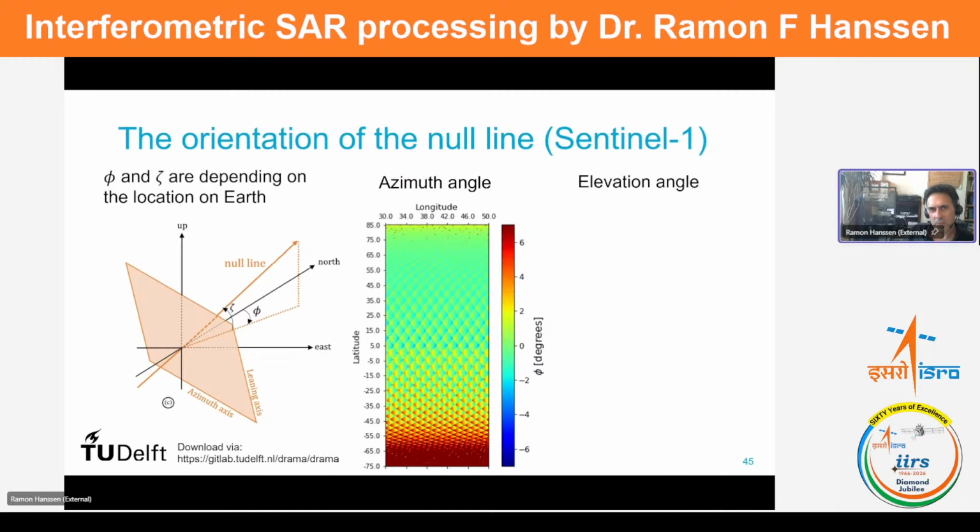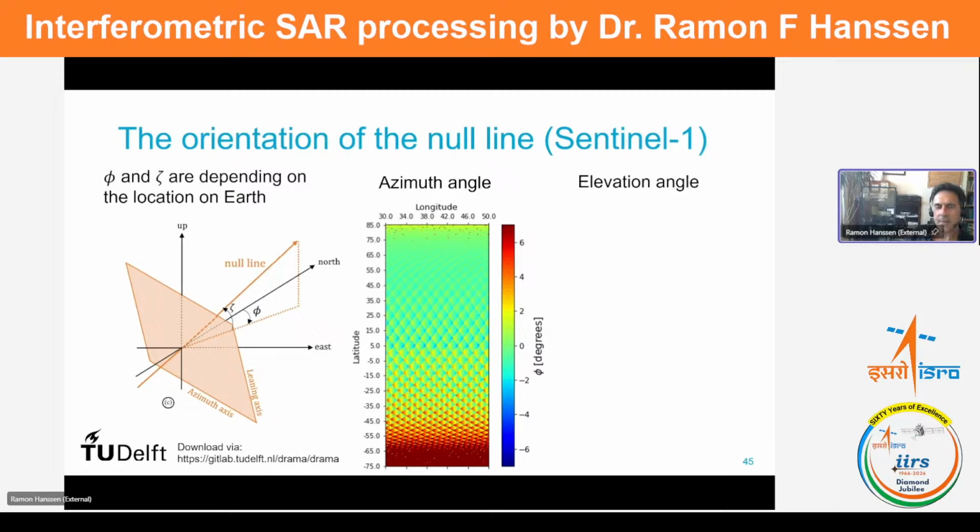So what you see here in the middle graph is the azimuth angle of the null line. So how far off north is it in degrees? And here you see basically the Earth as we can observe it, a certain area, the longitude doesn't matter. But what we see is that for the northern hemisphere, this is Sentinel-1, the northern hemisphere is more or less greenish over here.